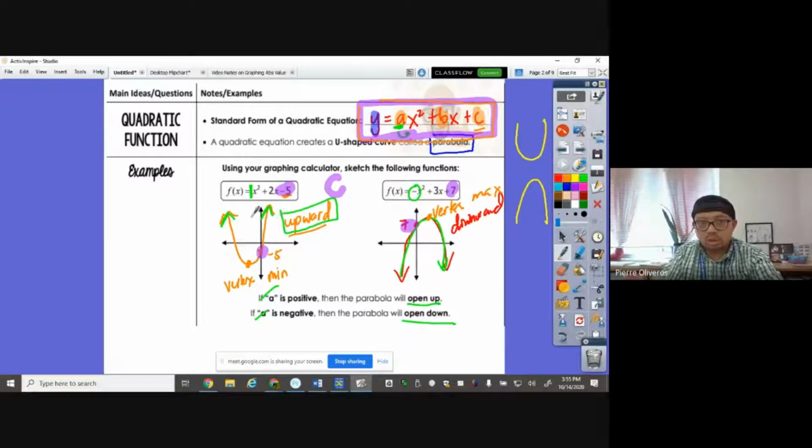And if we have to draw the axis of symmetry, the axis of symmetry passes through the vertex.